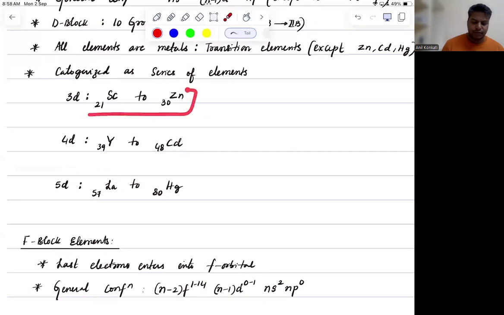Next, scandium to zinc. If you notice, scandium to zinc, that is 21 to 30. That will be the 3d series. Yttrium to cadmium, that is the 4d series. Lanthanum to mercury, that is the 5d series. So all d block elements are categorized into series elements: 3d, 4d, and 5d.